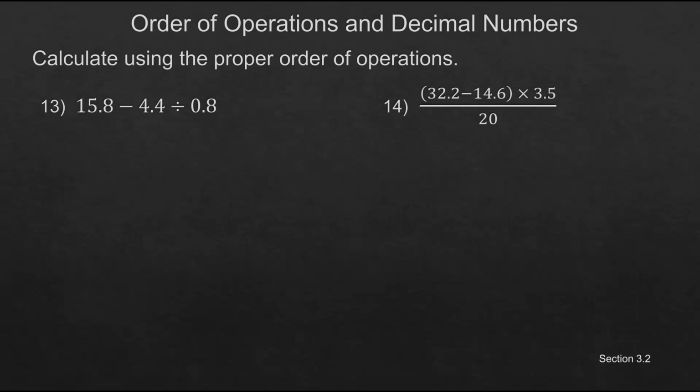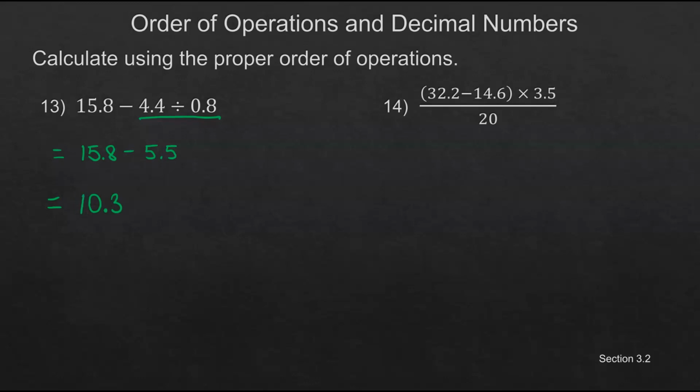So the rules for order of operations are the same. We're going to use the same rules. So on number 13, we're going to divide before we subtract, and we just use our calculator to calculate those numbers. So on this one, we'll have 15.8. We're going to do this part first, the division, minus 5.5, or 5 5/10, if I say it correctly. So that was 4.4 divided by 0.8. And then we subtract, and that is 10.3.